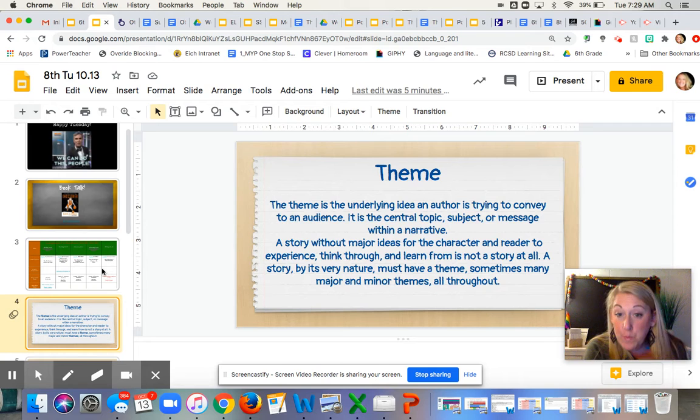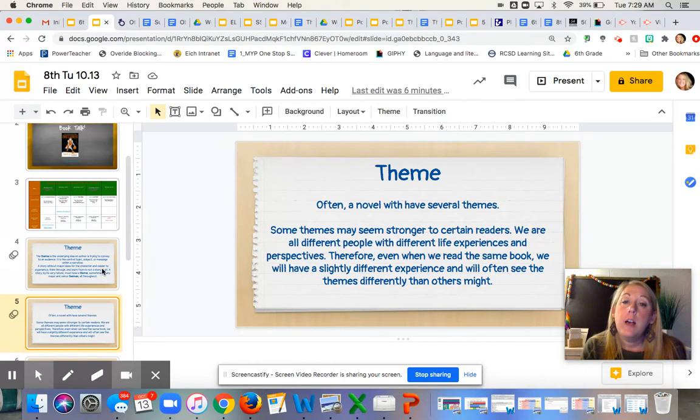A story without major ideas for the character or characters and reader to experience, to think through, and learn from is not a story at all. Good literature will give you something to think of. A story by its very nature must have a theme, sometimes many major and minor themes all throughout. So, a theme, again, often a novel has several themes. The Outsiders has several themes.